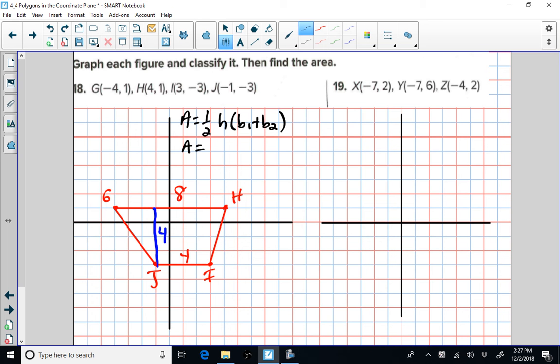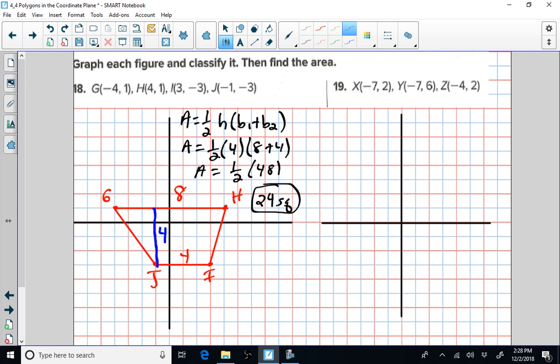My area is going to be equal to 1/2. My height is 4. b1 and b2 would be 8 plus 4. So my area is going to be equal to 1/2 times 4 plus 8 is 12. 4 times 12 is 48. 1/2 of 48 is going to be 24 square units for the area of that trapezoid.